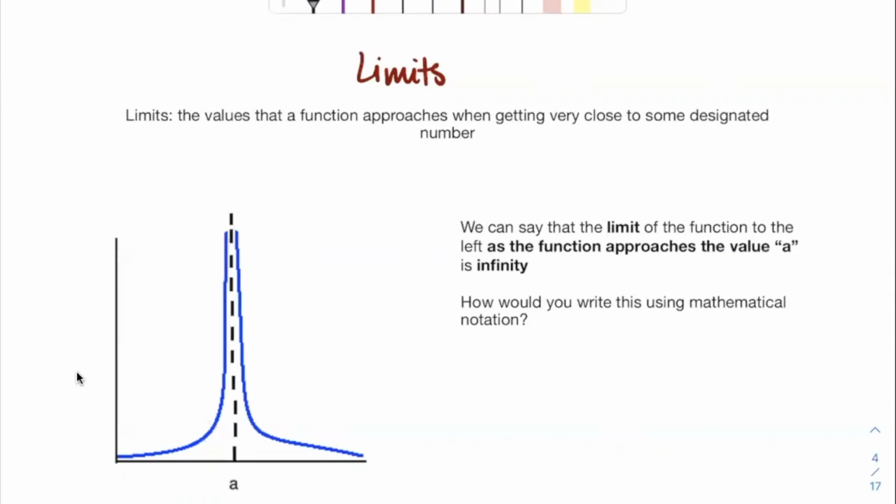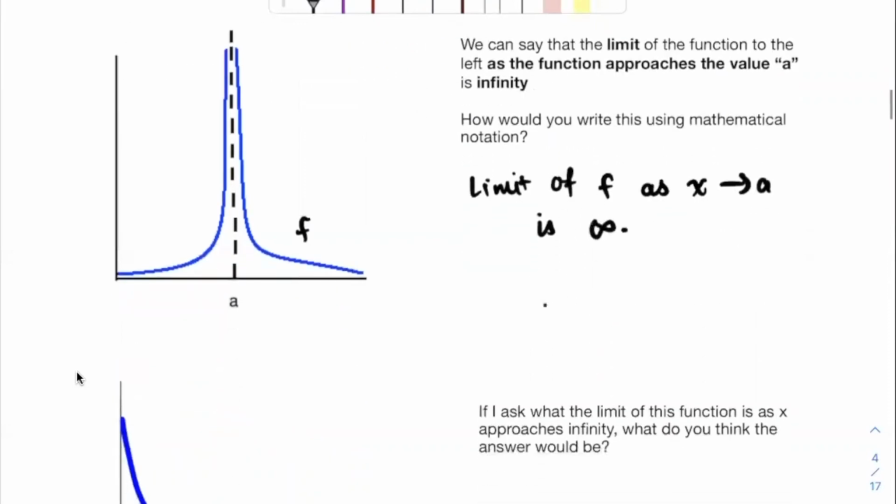And so what we write here is that the limit of this function, let's call it f, as x approaches a, is infinity. And the notation we would use for this is lim. Underneath that, we'll write the value that x is approaching, so x goes to a, of the function, so that's f of x, and we say that that equals infinity.